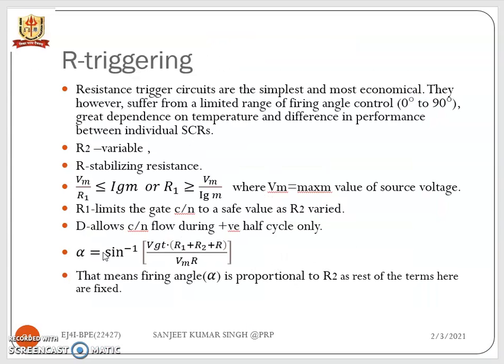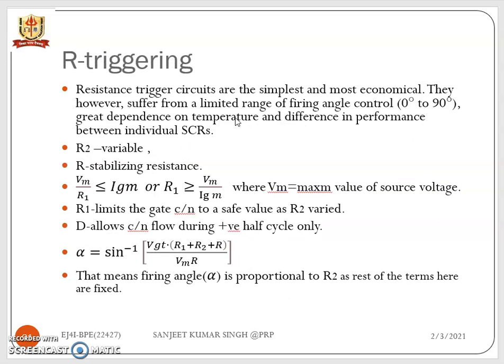The firing angle can be calculated by using this formula: alpha equals sine inverse of VGT into the sum of three resistors R1 plus R2 plus R divided by Vm by R. Here all these terms are constant, only R2 is variable. So that means firing angle alpha is dependent upon R2. We can control the firing angle using R2.